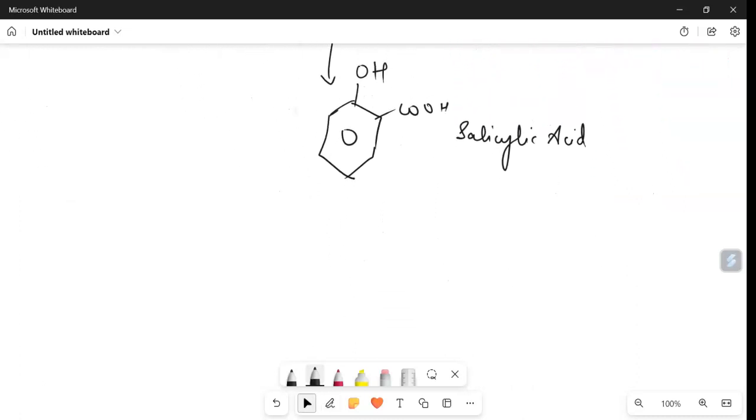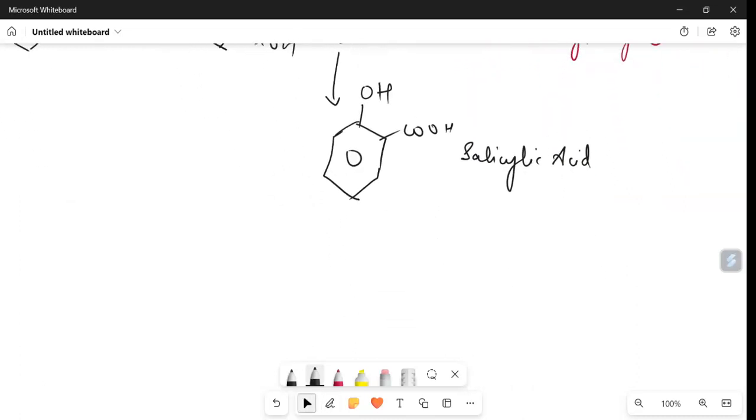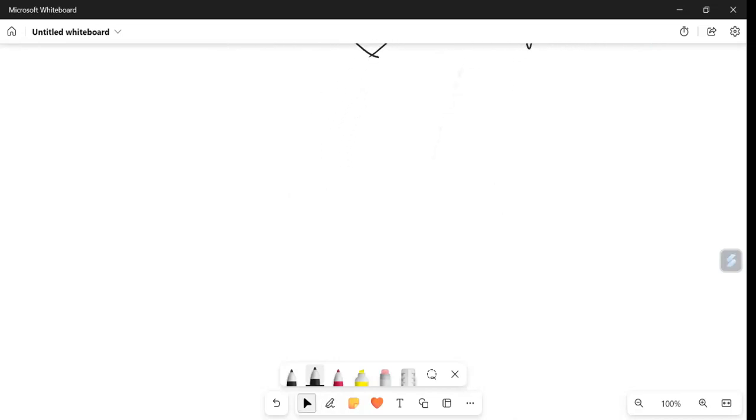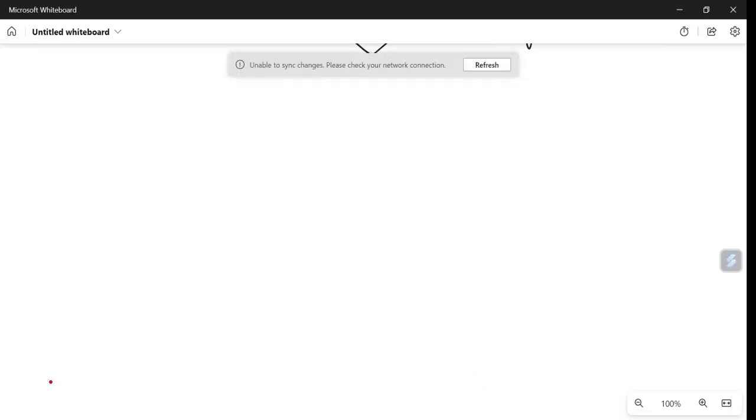So these are the reactions which you must remember. In the case of CCl4, salicylic acid will be formed. In the case of CHCl3 chloroform, salicylaldehyde will be formed. Ring expansion must also be remembered in some cases. This is very important for the board exam.